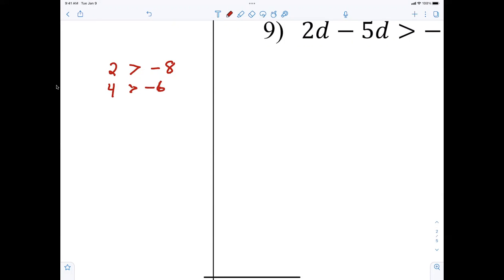So now let's say if I subtract 1. If I subtract 1, I get 3 is greater than -7. Is that still true? Yes. Right. So now let's say I multiply by 3. So everybody agree 9 is greater than -21. Yeah. That's still true, right?